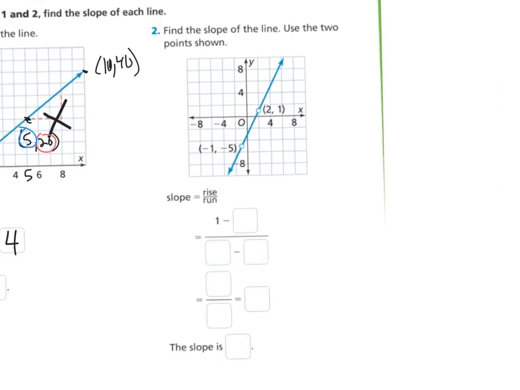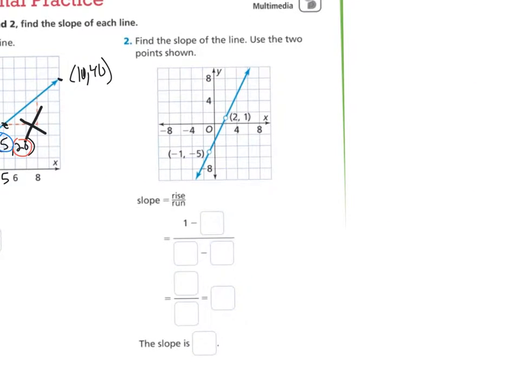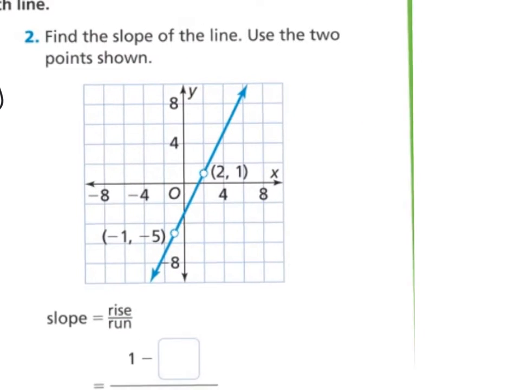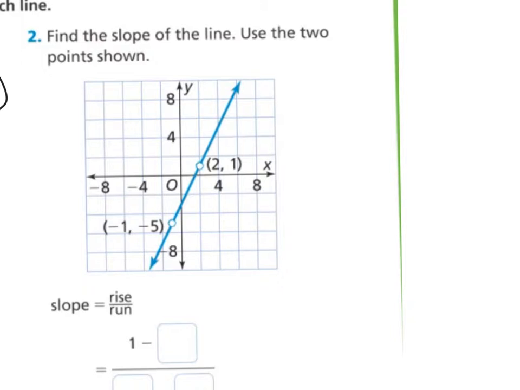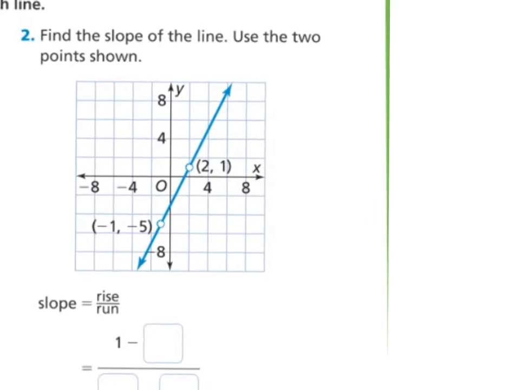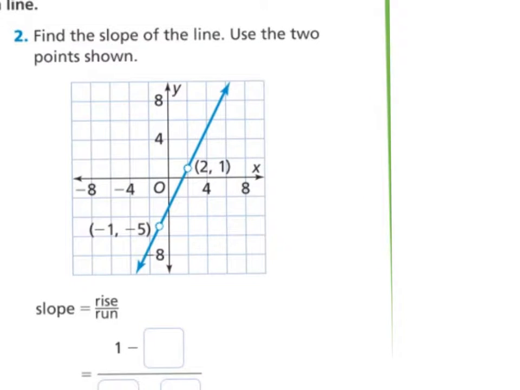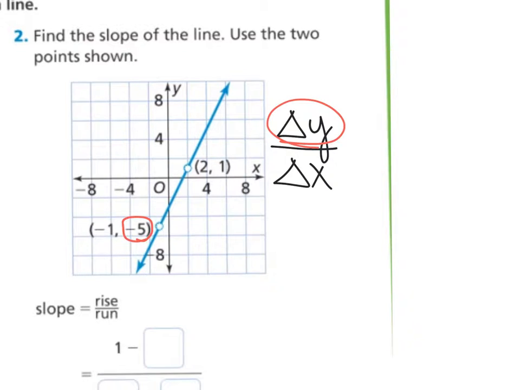If we look at number 2, they want us to find the slope of the line, use the 2 points shown. What's different on this problem is that this line is not going through (0, 0). So not going through (0, 0), we might have a little bit more of a thought process in order to figure out what our change in y and change in x are. So once again, change in y, if you want to, we can look at our y values.